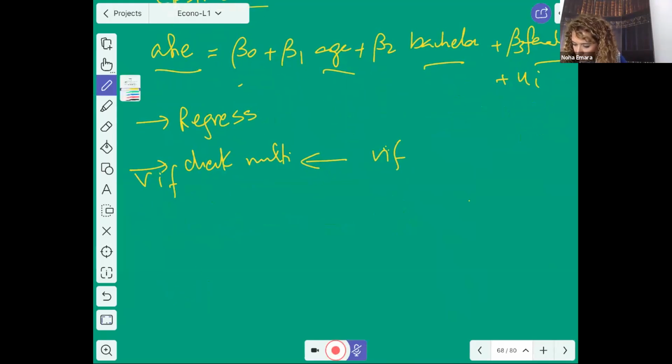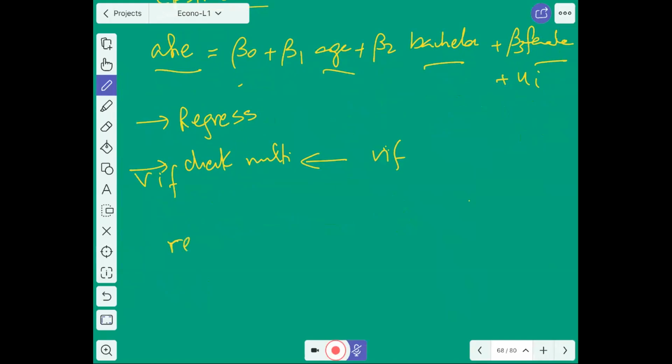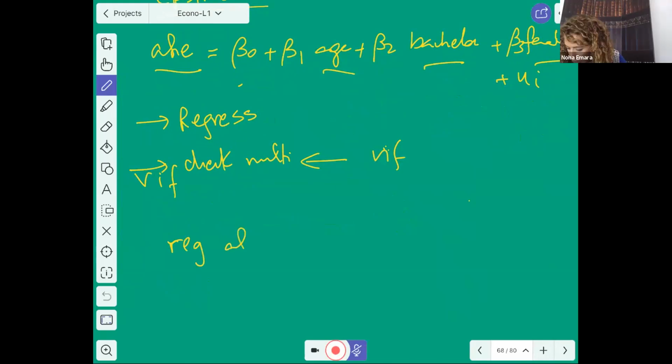Okay. So you have your do file, you type regress, REG, AHE, age, bachelor, female. Done, right? So whether you have it on your do file, you highlight it and execute it. Number 2, VIF. That's it. Enter. You got the results.